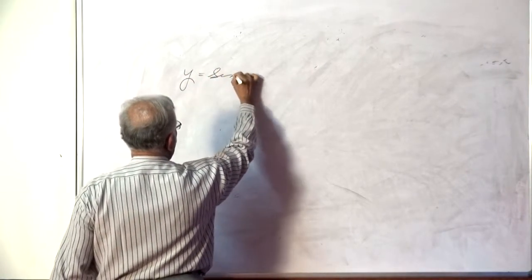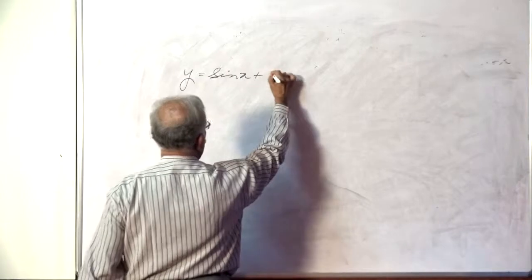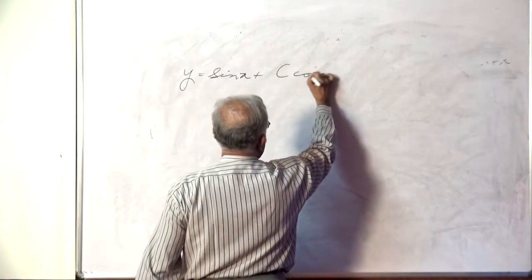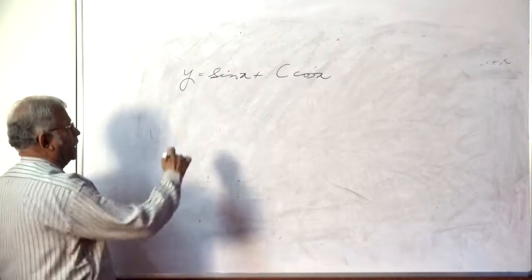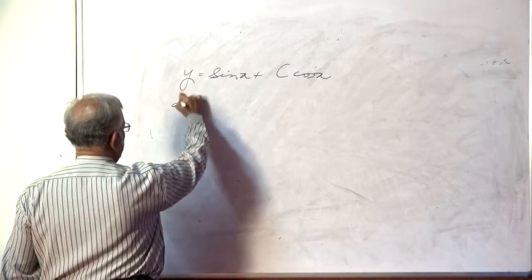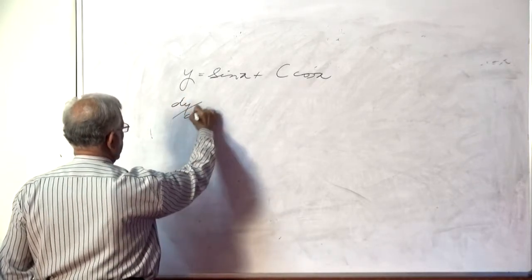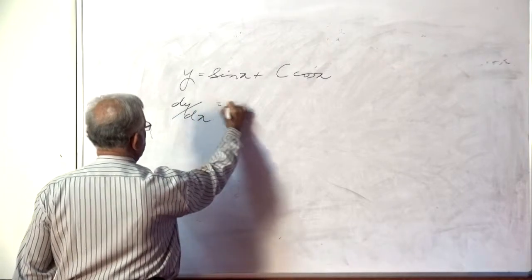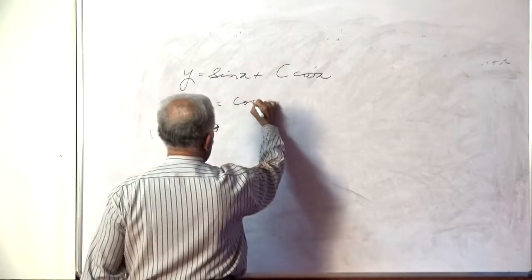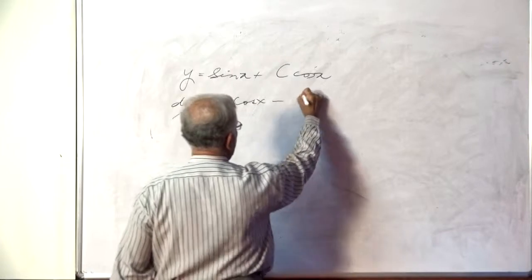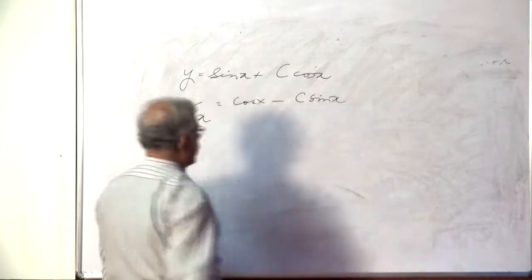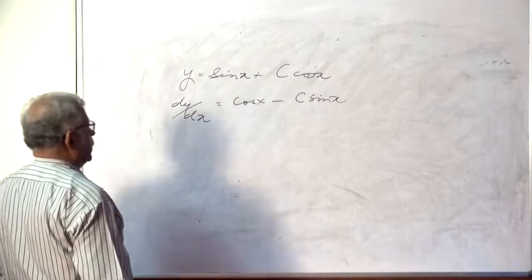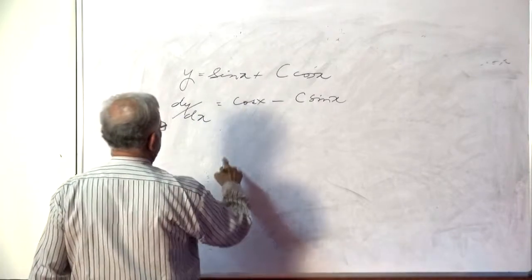y is equal to sin x plus c cos x. Differentiate once. dy/dx is equal to cos x minus c sin x. What we'll do is, we'll write these equations in a different way.